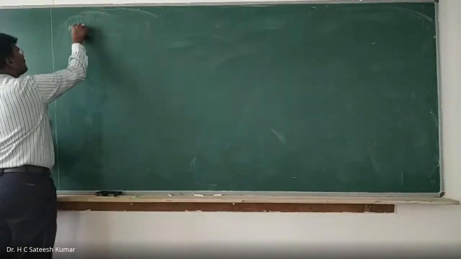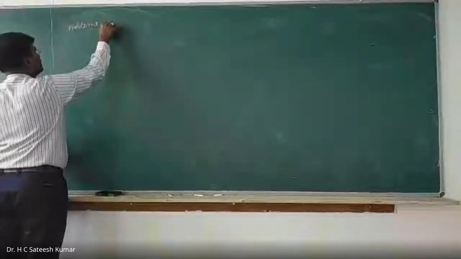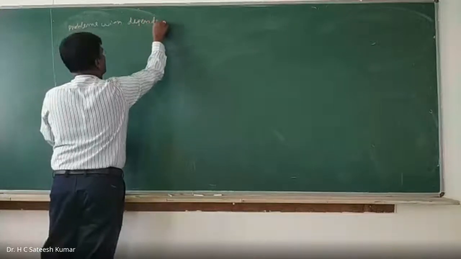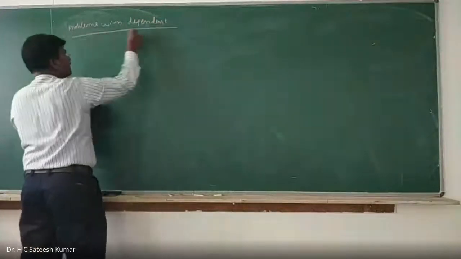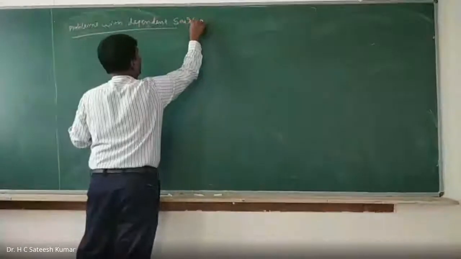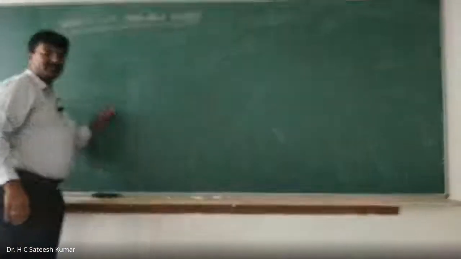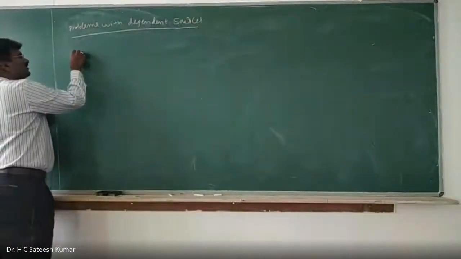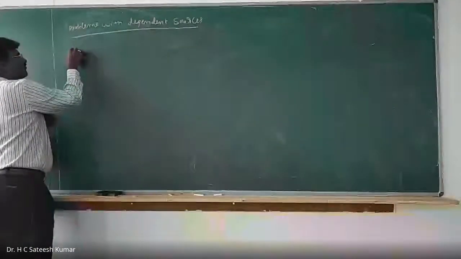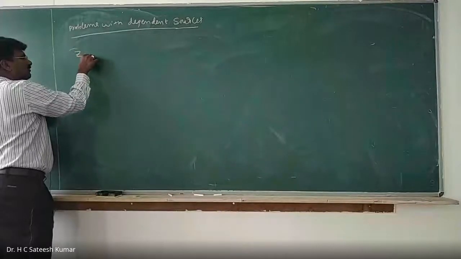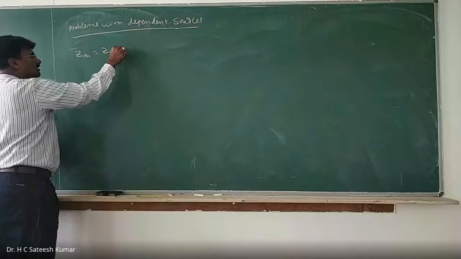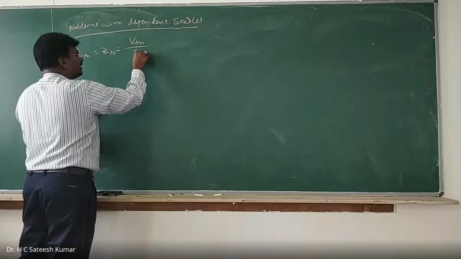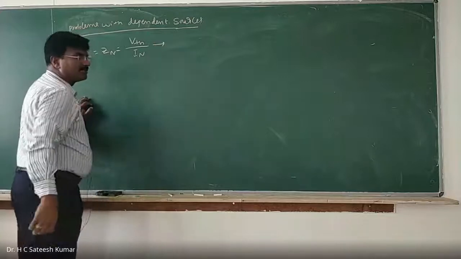Problems with dependent sources. To find VTH and I Norton will remain the same. What we should do is ZTH. ZTH is found like this: ZTH is equal to Z Norton, which is equal to VTH, Thevenin's equivalent voltage, divided by I Norton. So this is the procedure when it is a dependent source.